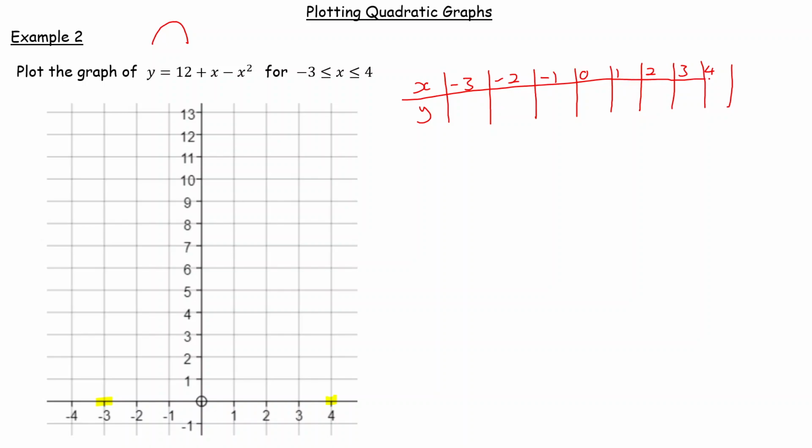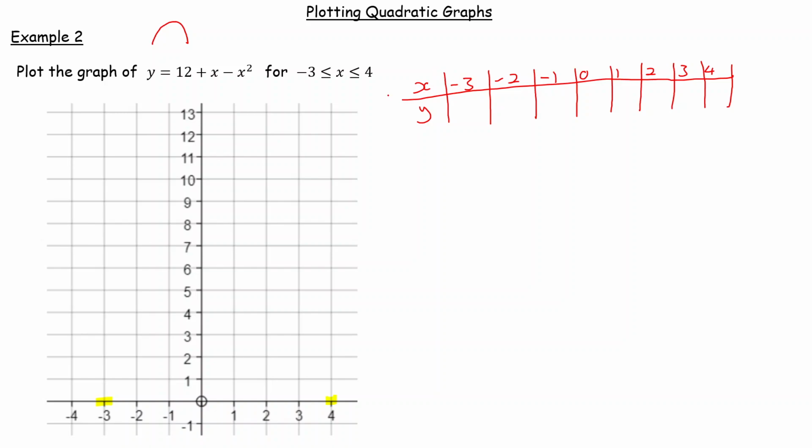Oh, it's not very neat, is it? But it will do. So I've got my x values going from minus 3 up to 4 in increments of 1, just because I'm going up by 1 on my graph. Minus 3, minus 2, minus 1, 0, 1, 2, 3, 4. And like before, now I go and find my y values. And it's really important here, when I substitute in my x values, I use brackets.